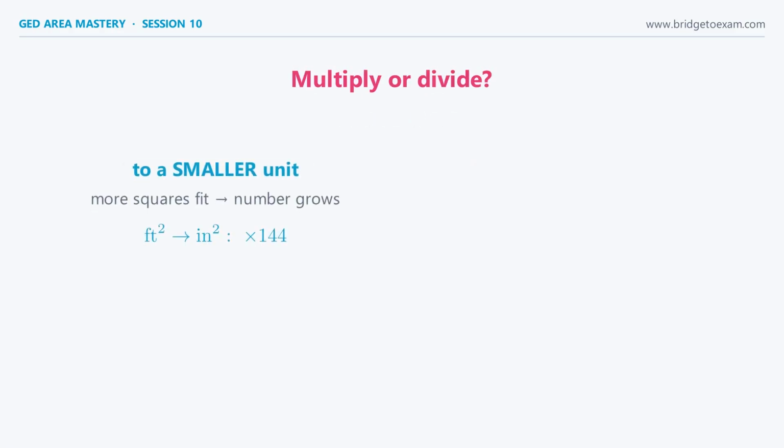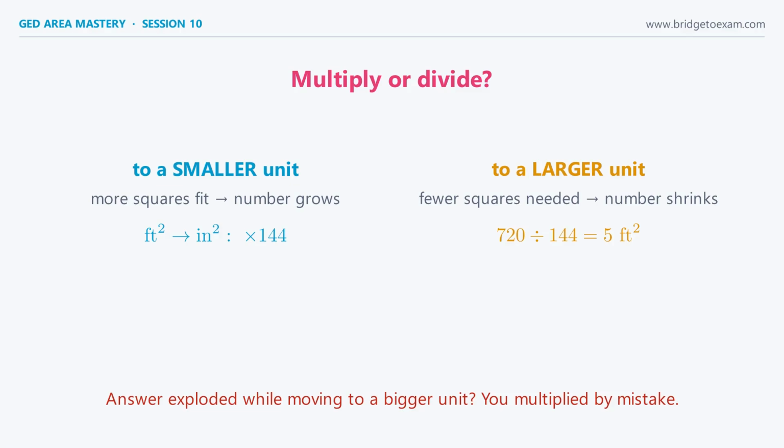Which way? Multiply or divide? Reason about the size of the unit. Going to a smaller square unit, the number gets bigger because more small squares fit in the same region. Multiply by 144. Going to a larger unit, the number shrinks, so divide. 720 square inches over 144 is 5 square feet. If your answer explodes while moving to a bigger unit, you multiplied by mistake.